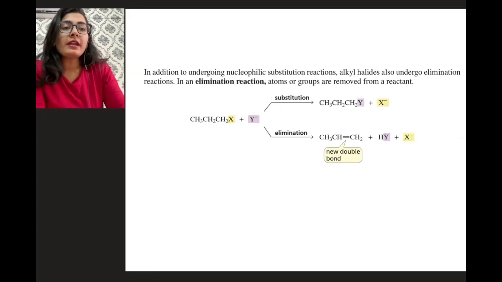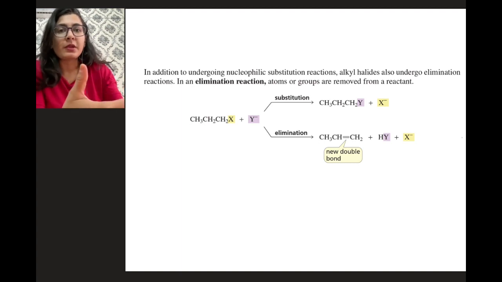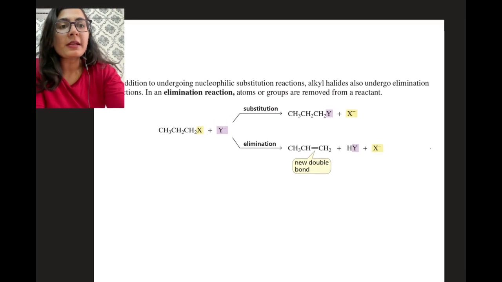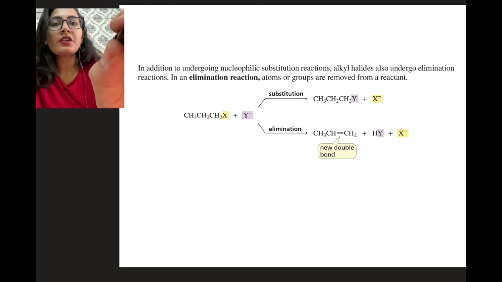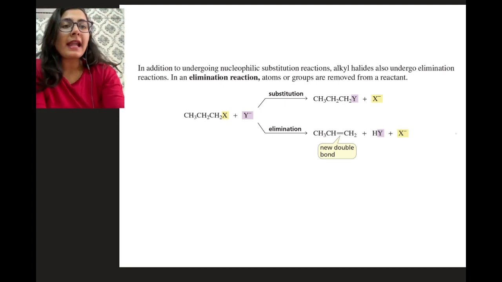When we are talking about elimination reaction, we have also got to consider the criteria: which type of molecule is going to undergo elimination, what will it give us, and which reaction is constantly competing with elimination. So here you see, in addition to undergoing nucleophilic substitution reactions, alkyl halides also undergo elimination reaction.